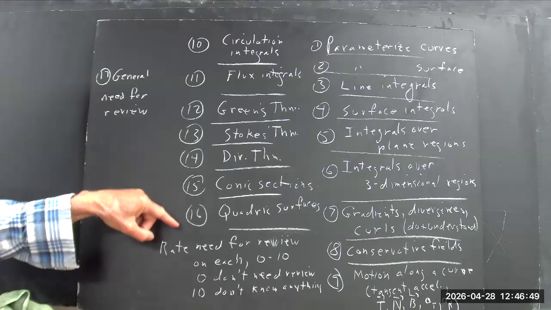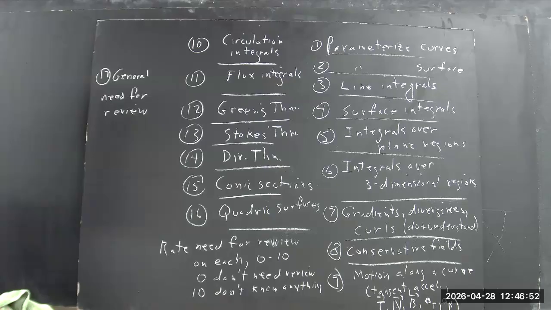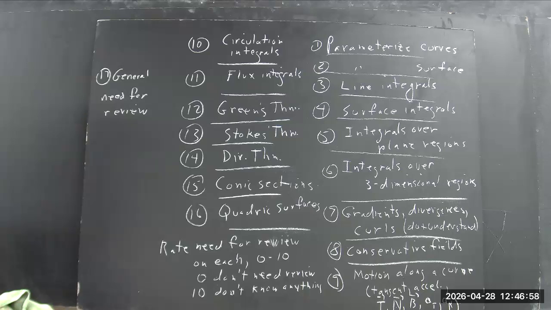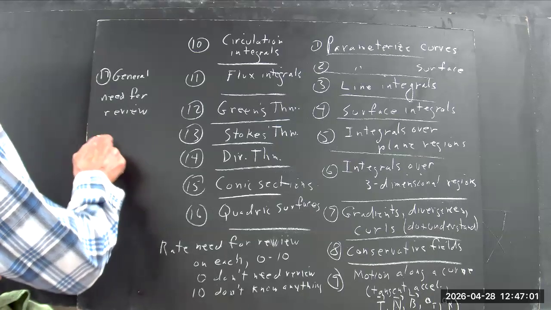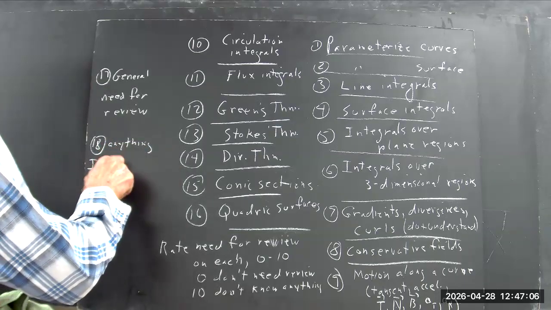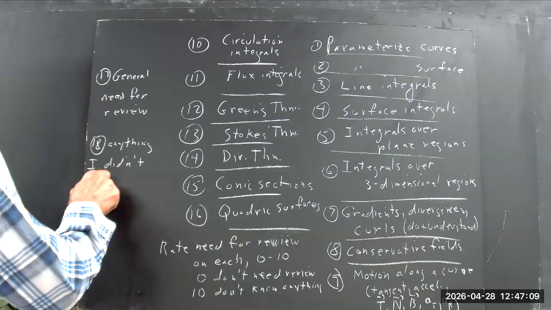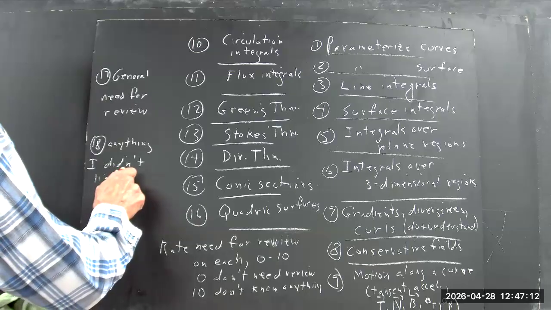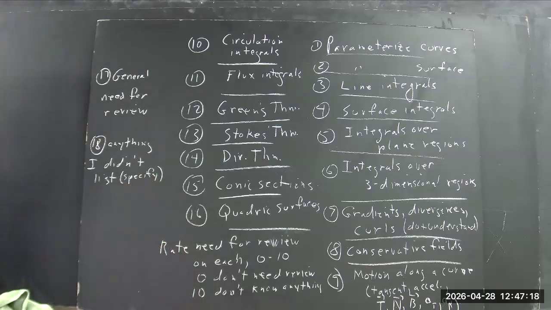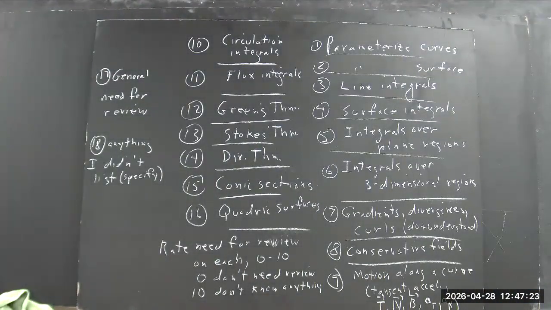Number 15 is conic sections. Number 16 is quadric surfaces. Number 17, general need for review. And I'm going to put a number 18 there. That could be anything I didn't list, and I would like you to specify that. If there's something I didn't list, let me know what it is so I can be sure to consider addressing it.